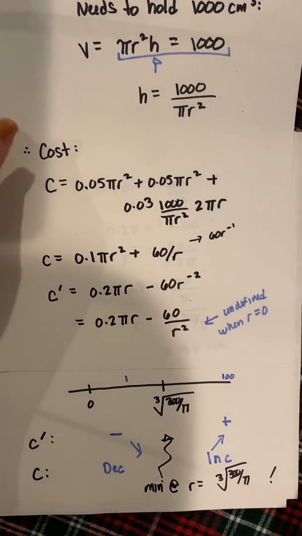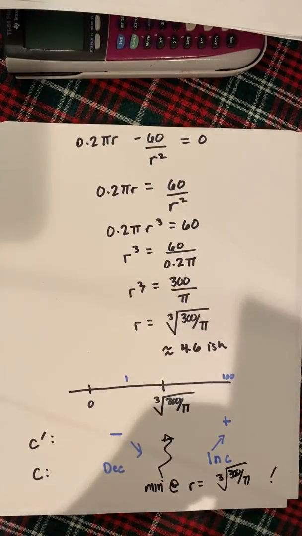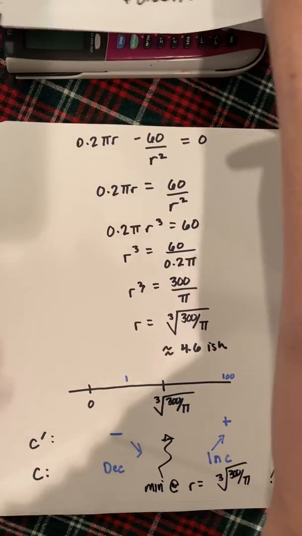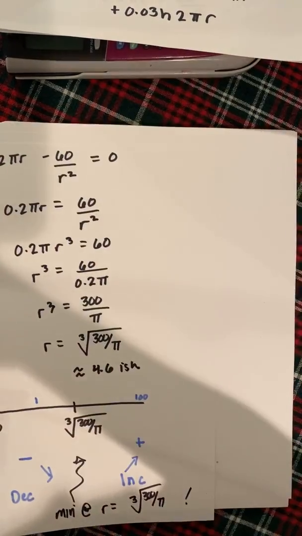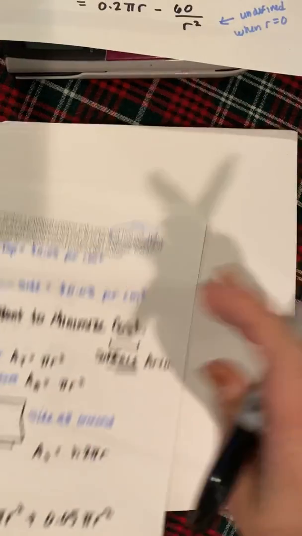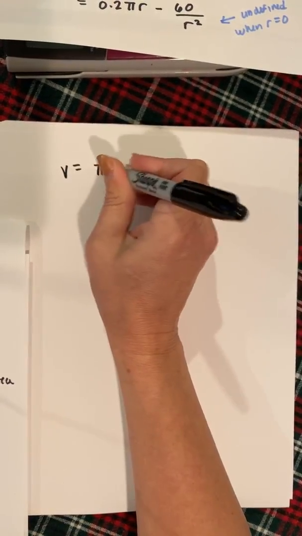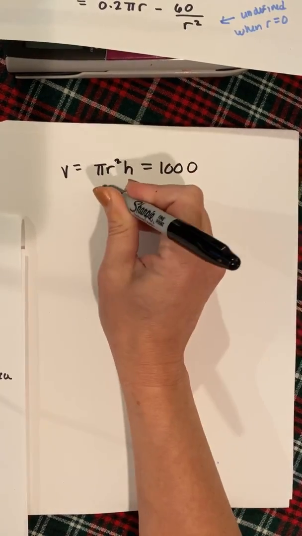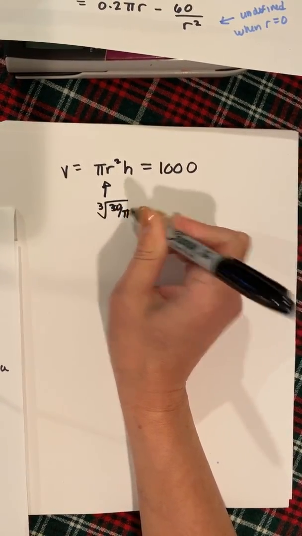All right, now we got to go back though and see what this question's asking us. What did the question say? It says find the dimensions that will minimize the company's cost to produce the container. So we have to go back. We have to look at our constraint, keeping in mind that we had, let's see right here, the volume, which was pi r squared times h, must equal 1,000. We found r to be the cube root of 300 over pi.